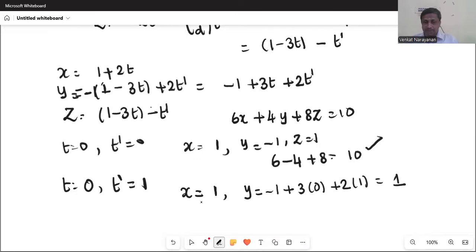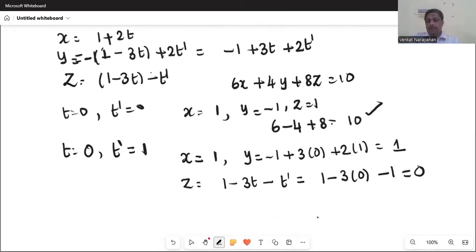Next, the z value is 1 minus 3t minus t dash, which is nothing but 1 minus 3 times t. t is 0, plus t dash 1. The value becomes 0. Therefore, I got x equal to 1, y equal to 1, and z equal to 0.